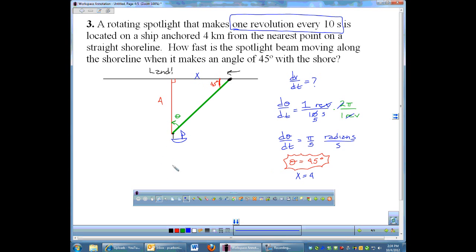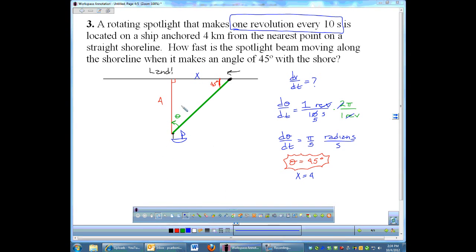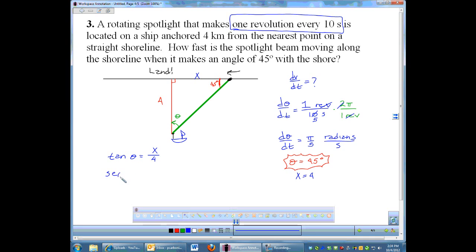And we are looking for dx dt. Let's come up with some kind of a formula. What kind of equation could I come up with? I have an angle. These two sides, 4 is fixed, so I want to use 4. I think tangent's my best bet again. Tangent theta equals x over 4. Then I could go ahead and do the derivative. The derivative of tangent is secant squared theta times d theta dt. The derivative of x over 4 is 1/4 dx dt. And then we'll start plugging in.